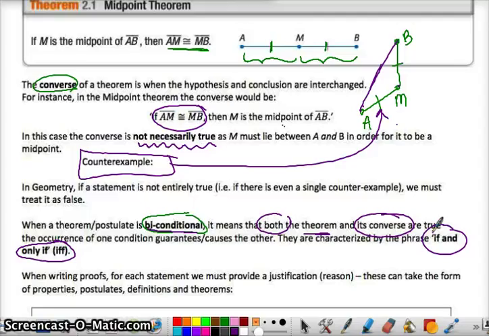We will have many, many biconditionals as we go throughout the course. And so this is just introducing you to what a biconditional is, so when it comes up in the future, you'll be more familiar with it.